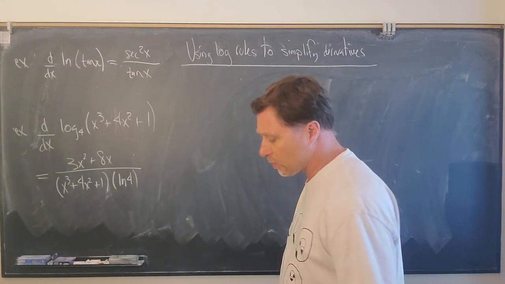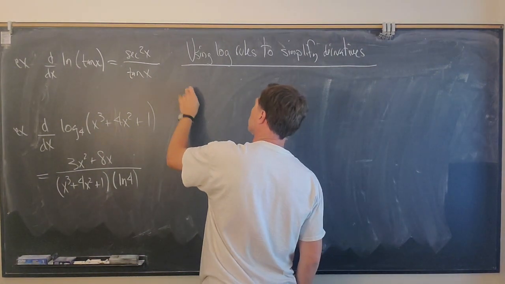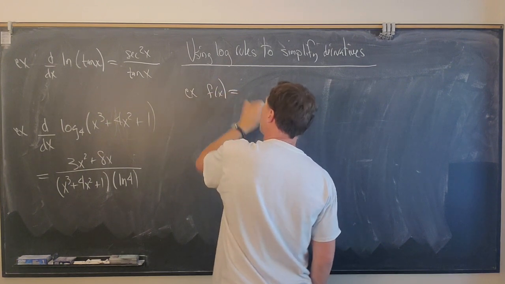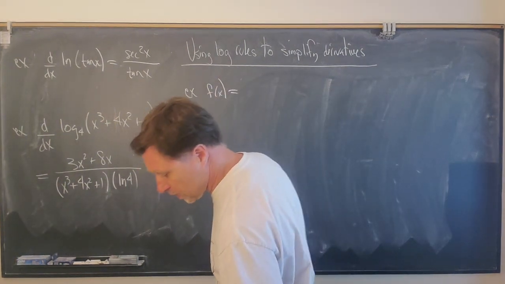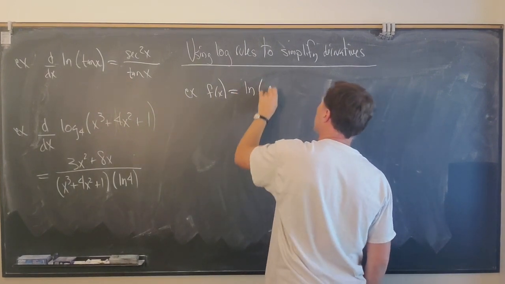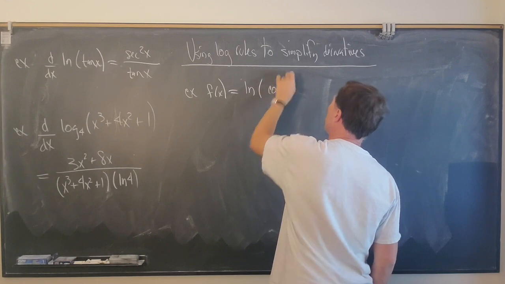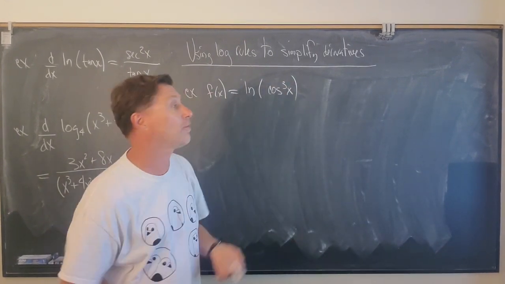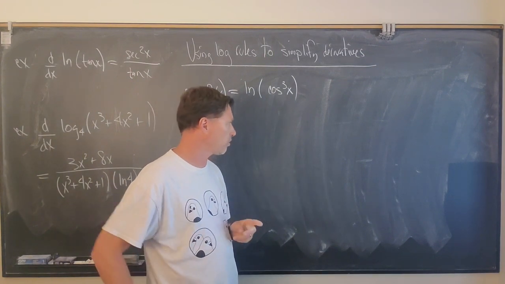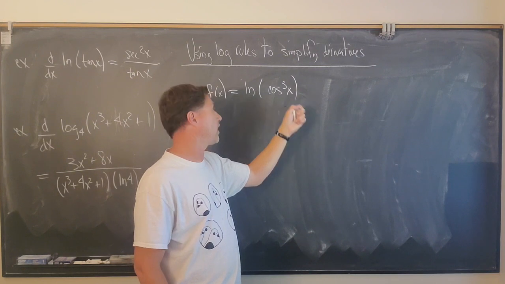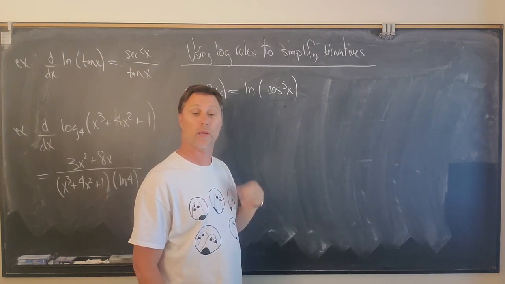So let me just start with an example. Let's say that our function is f of x equals natural log of cosine cubed of x. Now, what you could do is just apply the formula that we have, right? The one that I just erased says take the derivative of the inside function, divide it by the inside function, right? And there's your answer.